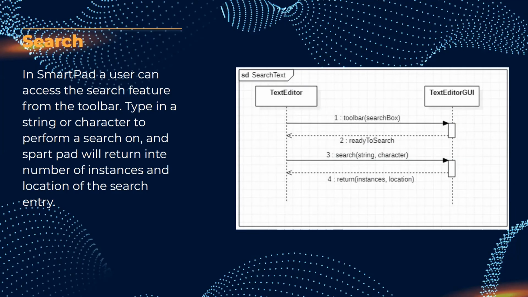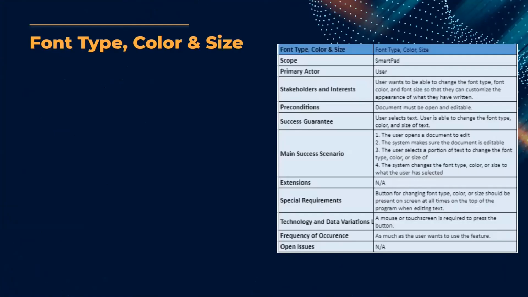In SmartPad, a user can access the search feature from the toolbar. Type in a string or character to perform a search on, and SmartPad will return the number of instances and location of the search entry. So in the diagram, we have a user who's accessing the toolbar search function and entering text. And then the GUI is doing the search for the search string or text and returns the number of instances and locations within the file. Now I'll pass it on to Cam.